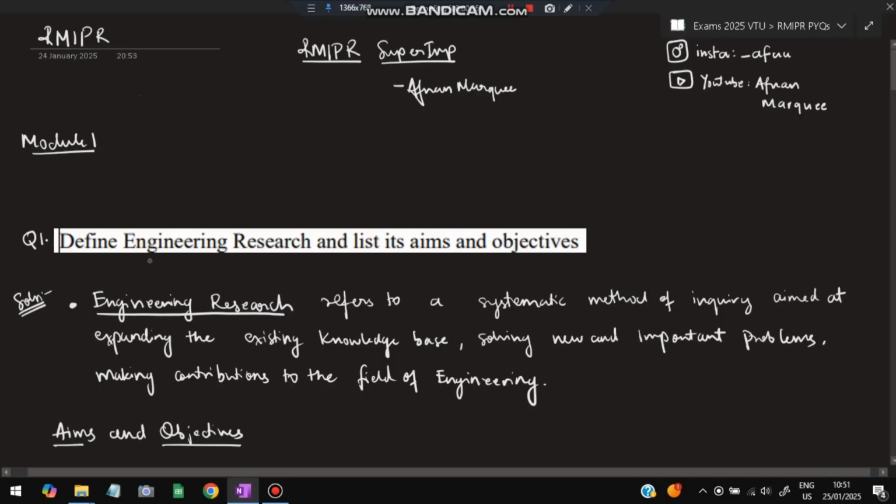The first question is define engineering research. Okay, see, what is research? Research means finding out more about something, okay. We are learning more about it, okay. Engineering research means what? We are trying to find out more about engineering. Engineering means what? Solving problem, okay. You need to keep this in mind.